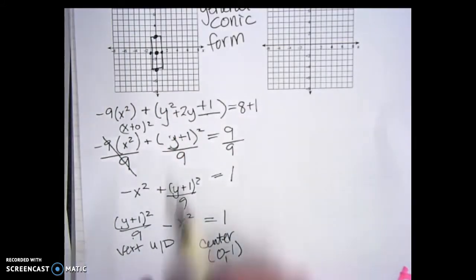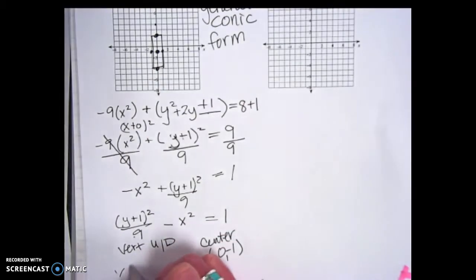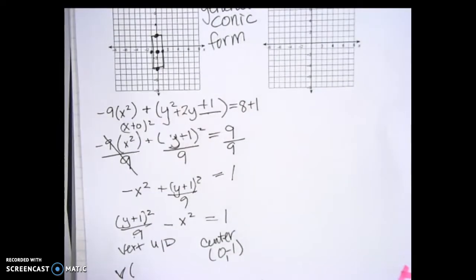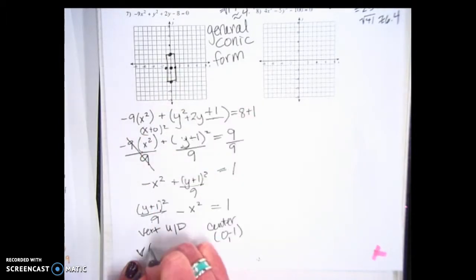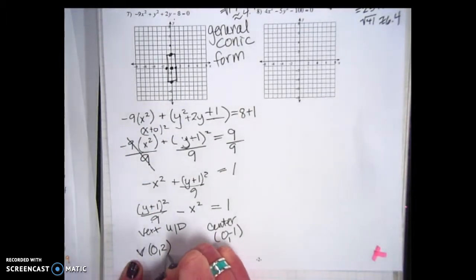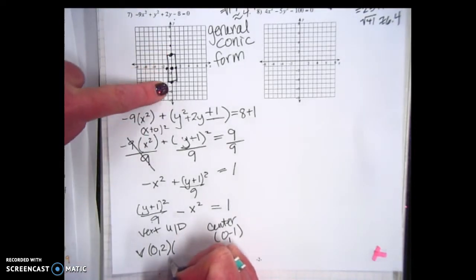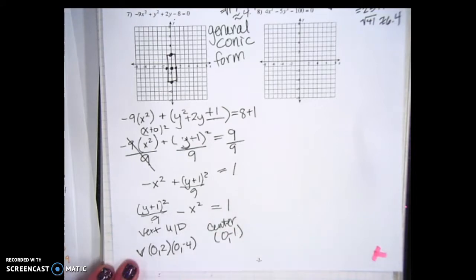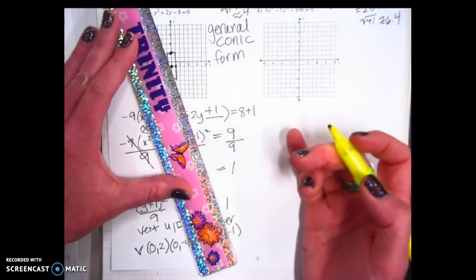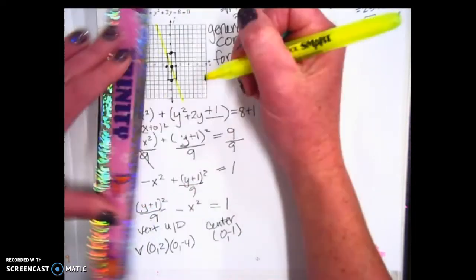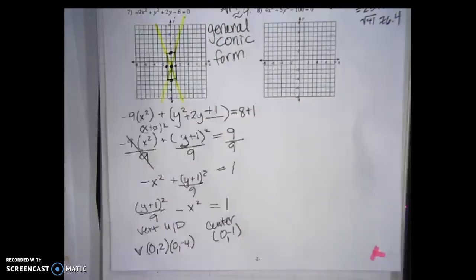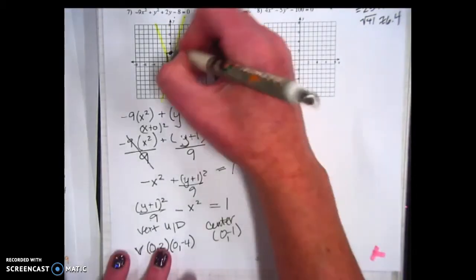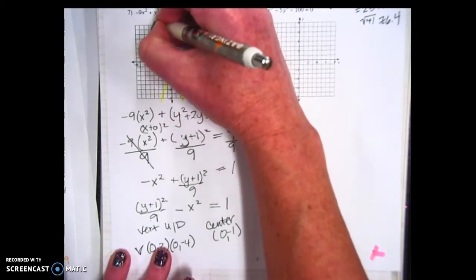And if it's opening up and down, that makes this and this our vertices. So our vertices are at, gotta shrink this, sorry. Where's that? 0, is that 2? 0, 2. And 0, negative 4. Bless you. And then just draw in your asymptotes, corner to corner. Draw in your hyperbolas.